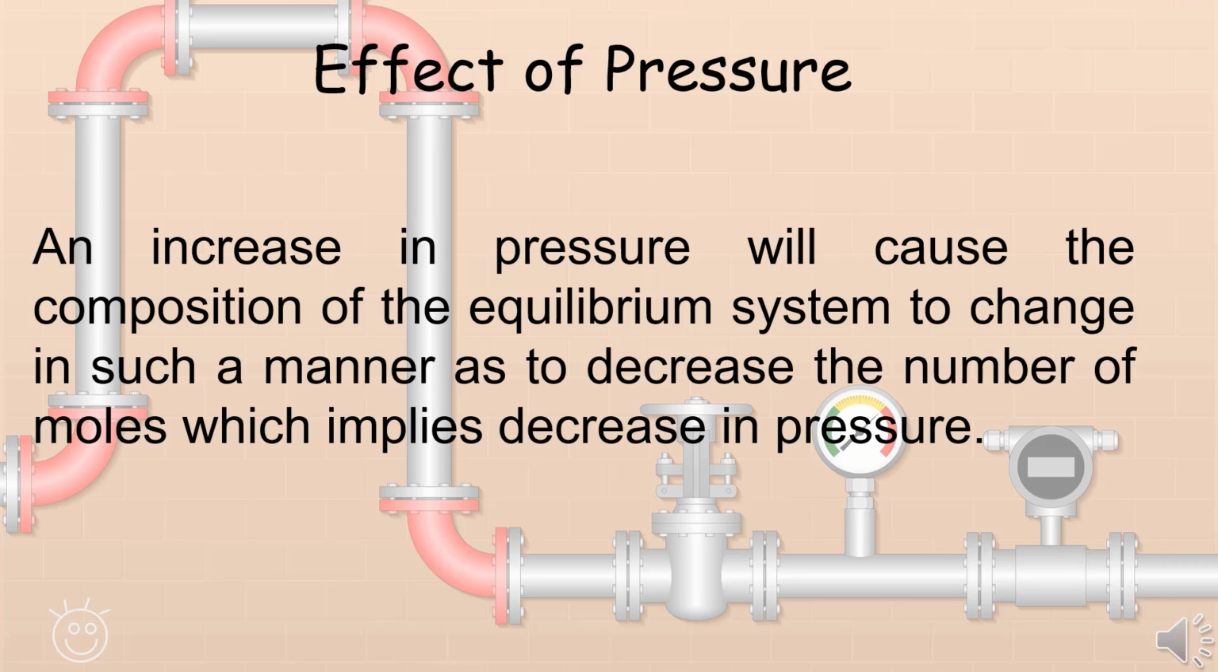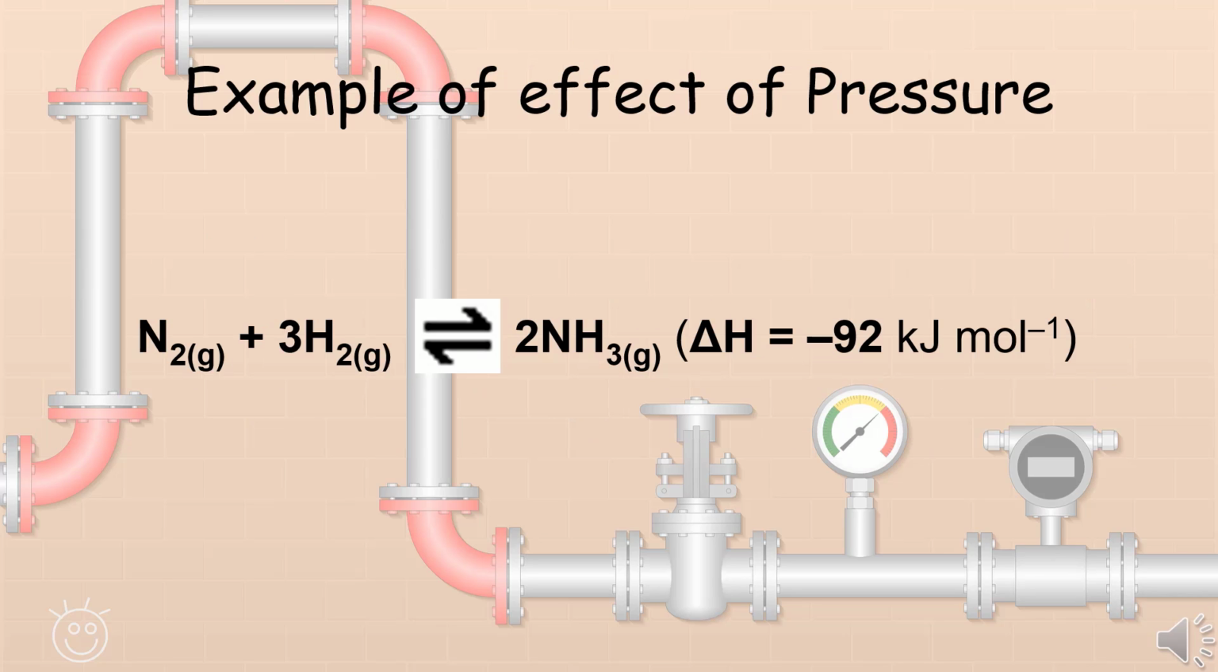Pressure also has an important effect on chemical equilibrium. An increase in pressure will cause the composition of the equilibrium system to change in such a manner as to decrease the number of moles, which implies a decrease in pressure, and vice versa. Again, we will take the same example of ammonia synthesis. Note the number of moles of gas on the left hand side and the number of moles of gas on the right hand side. In this case, 4 moles of reactants are converted into 2 moles of product.